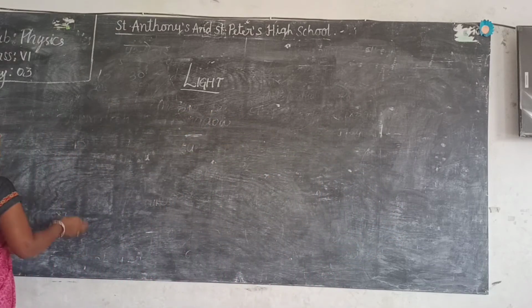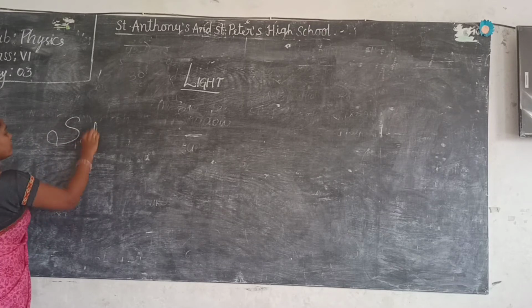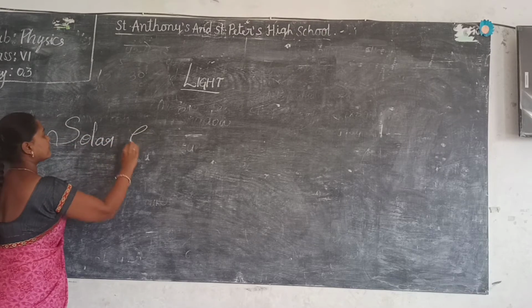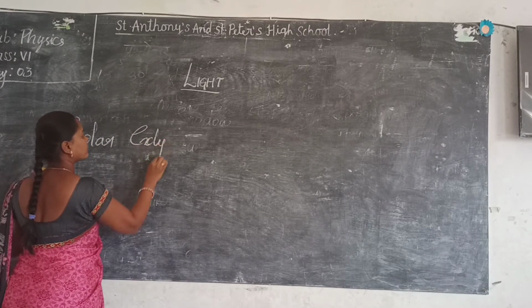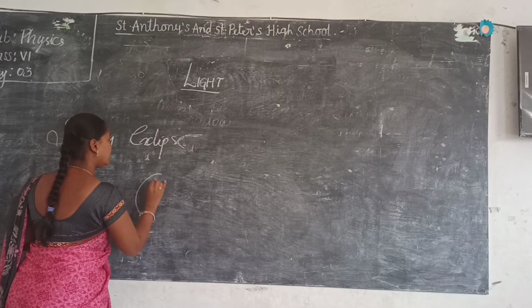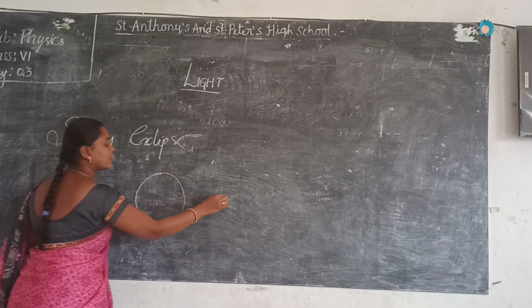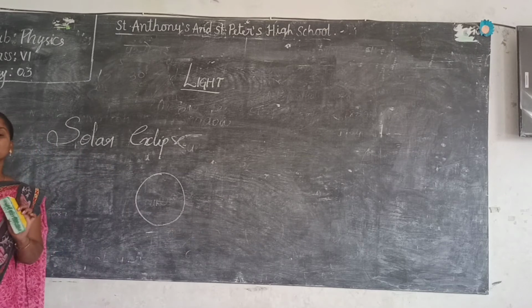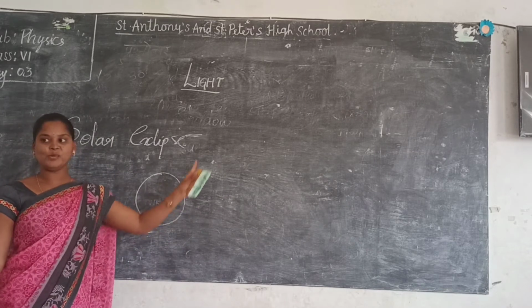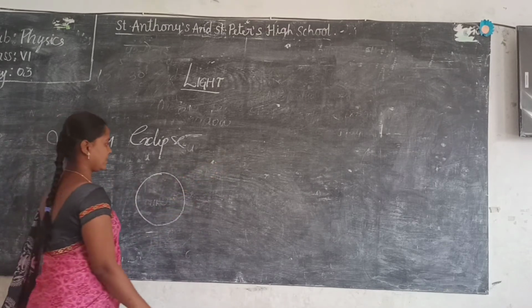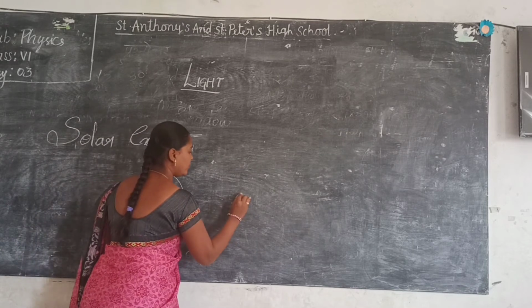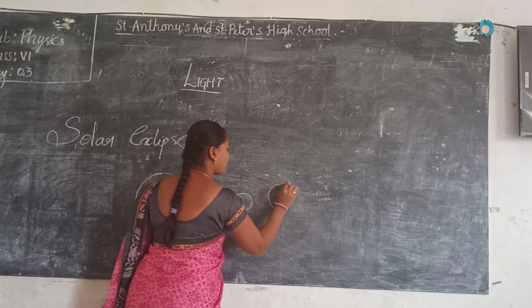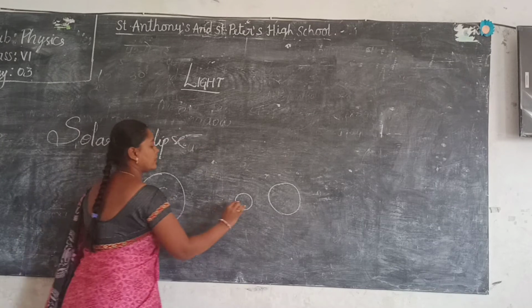First, we'll go for the solar eclipse. When does this solar eclipse happen? When the sun, Earth, and Moon come in a straight line.